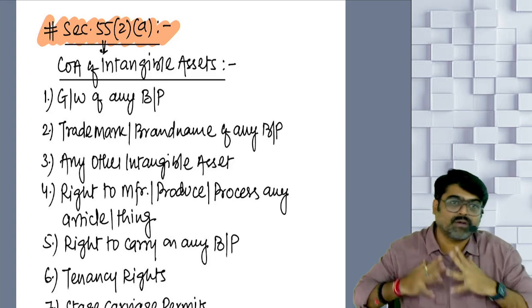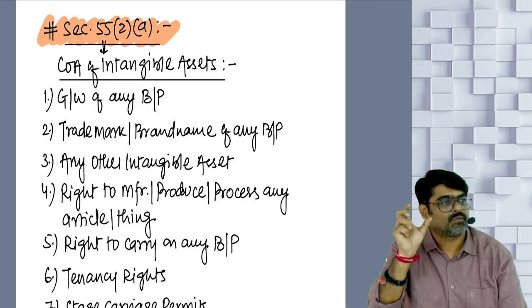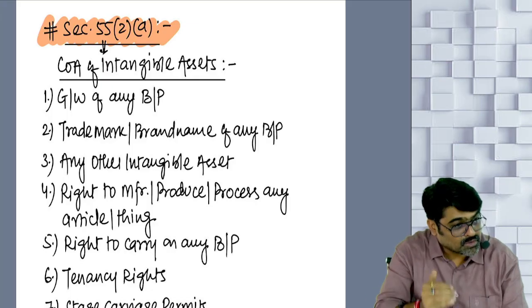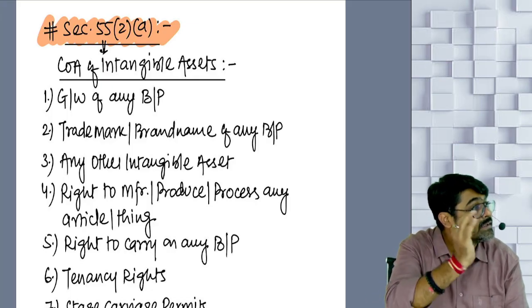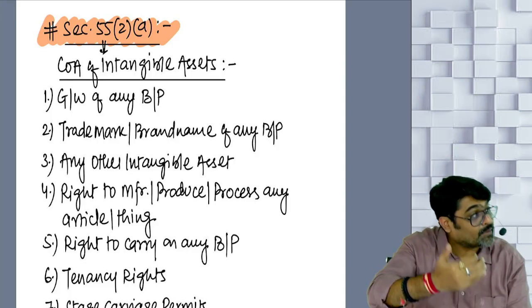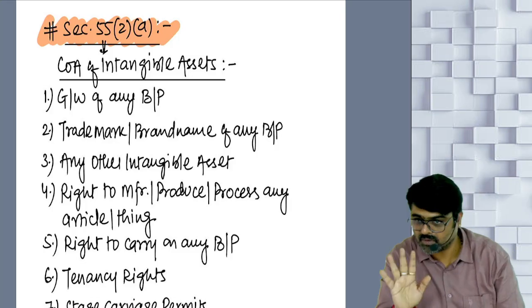So what entry will I pass in my books? Business account debit, 50 crores. Goodwill account debit, 10 crores. To cash and bank, 60 crores. So now I have taken your business. Understood? This example you understood?